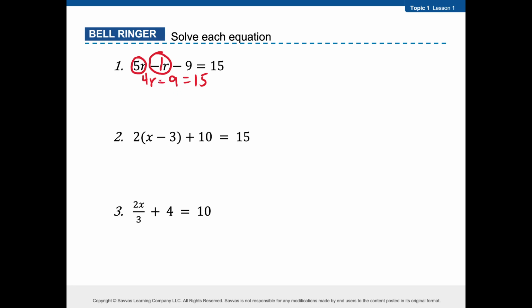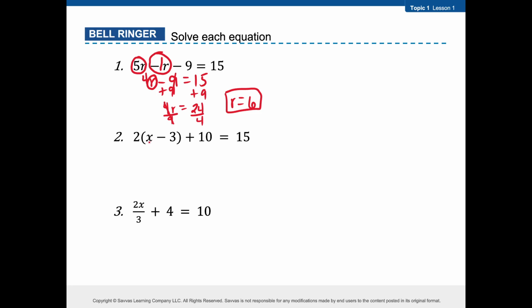Always work on the side with the variable, isolating that variable, getting rid of minus 9 first. Add 9 to both sides, 15 plus 9, 24. Multiplication, divide both sides by 4, r equals 6.